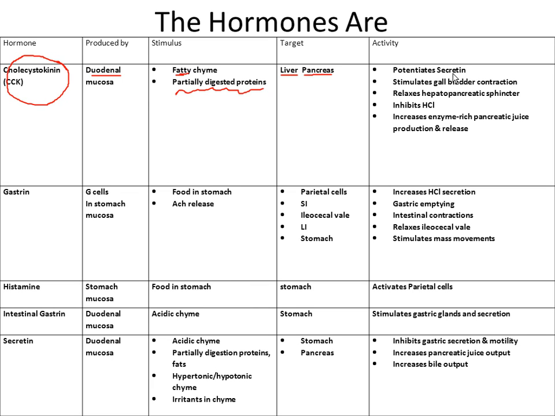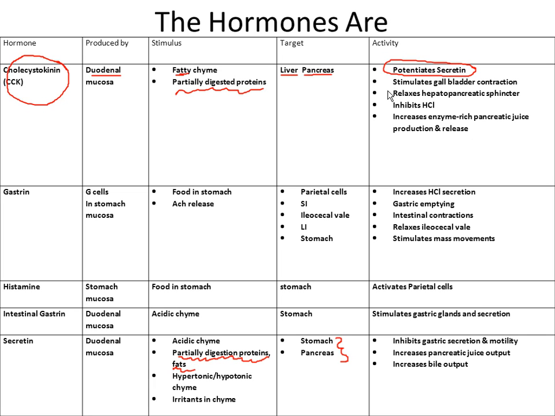Well, one of the things we see CCK doing is it potentiates secretin. It makes secretin work even better. And we're going to get to secretin in a second, but even if we just look at it, it comes out when you have fat and partially digested protein. Its target organs are going to be different, and its activity is different, but secretin and CCK almost go hand in hand. All right, back to CCK.